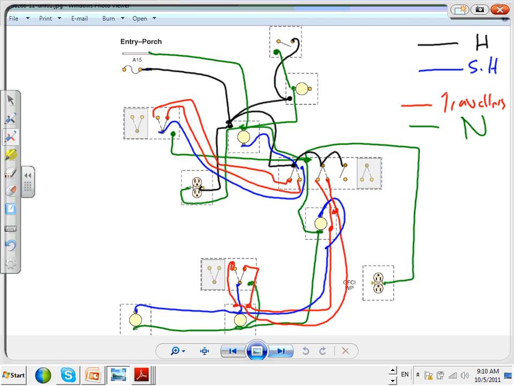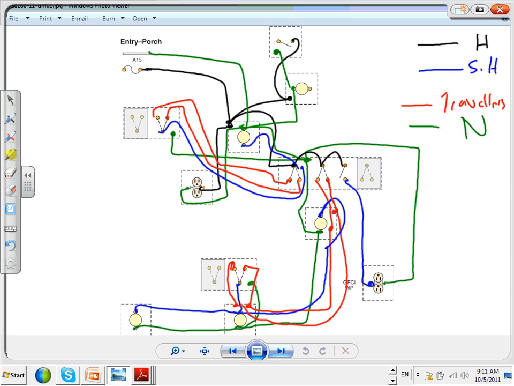Switch them. Now what they did for this is, well, not here. The traveler switched hot. Back to this switched hot. This switched hot, my friends, came directly and switched this receptacle. Done.